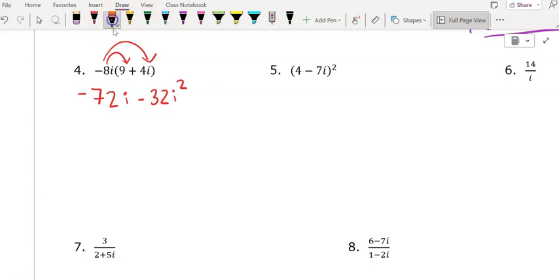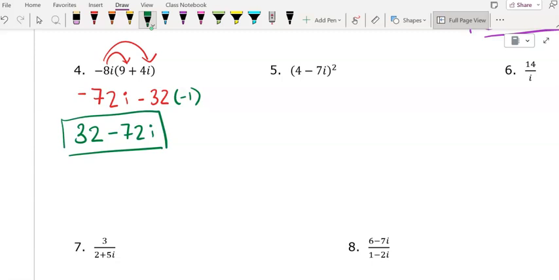Now, just like on the last one, as soon as I have something that's i squared or out of the fourth, I want to get rid of that and turn that into a negative 1. So this is no longer i squared, and I'm just making this a negative 1. So now I have negative 32 times negative 1, so that becomes a positive 32 minus 72i. Notice the way that I changed this was I put this 32 in front and I put the 72i in the back because this is writing it in standard form. This is a plus bi, okay?